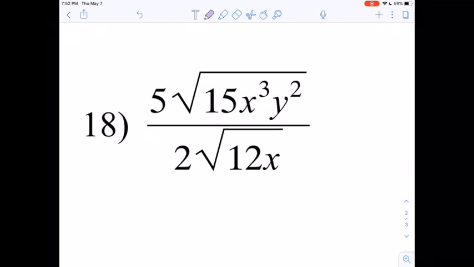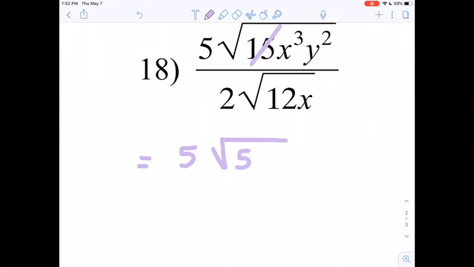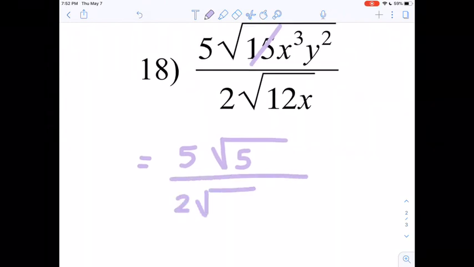Okay, and then finally number 18. I don't see a perfect square in the denominator, so let's see what we could simplify. I can't simplify the 5 and the 2 only because nothing goes into both of those. And then with 15 and 12, 3 goes into both of those. So I'm going to divide 15 by 3, that's 5. And I'm going to divide the 12 by 3, that's 4. And then I see an x to the third and an x. So the x to the third is going to become x squared. And then the y is not going to simplify with anything, so we're just going to keep that in the square root up there.